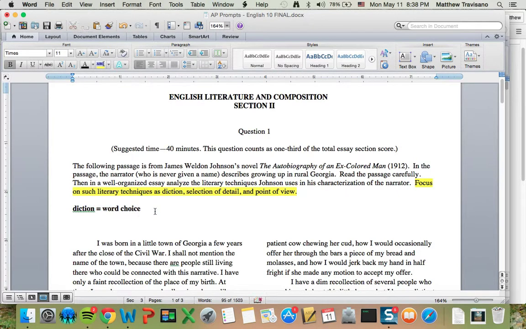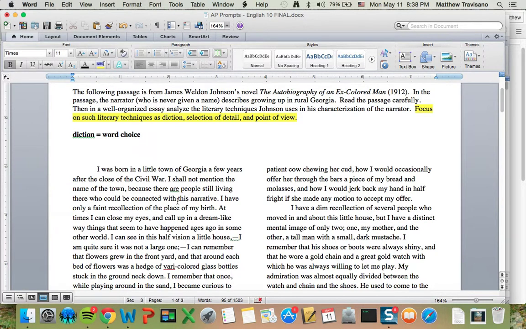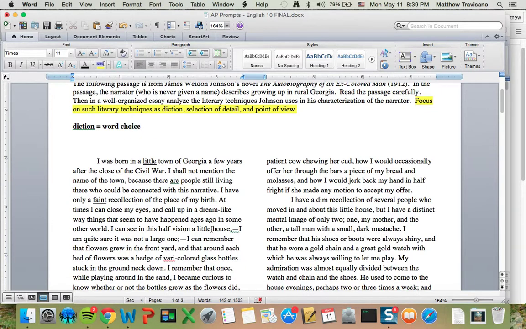So pretty straightforward. Now, what does that look like? Well, if we look at the passage, for example, there are many diction choices that James Weldon Johnson makes that give us a clue as to who this narrator is. For example, he's born in a little town. Not just a town, but a little town. And he says, I have a faint recollection of the place of my birth. And then once again, we're back to little. I can see this in a half vision, a little house.